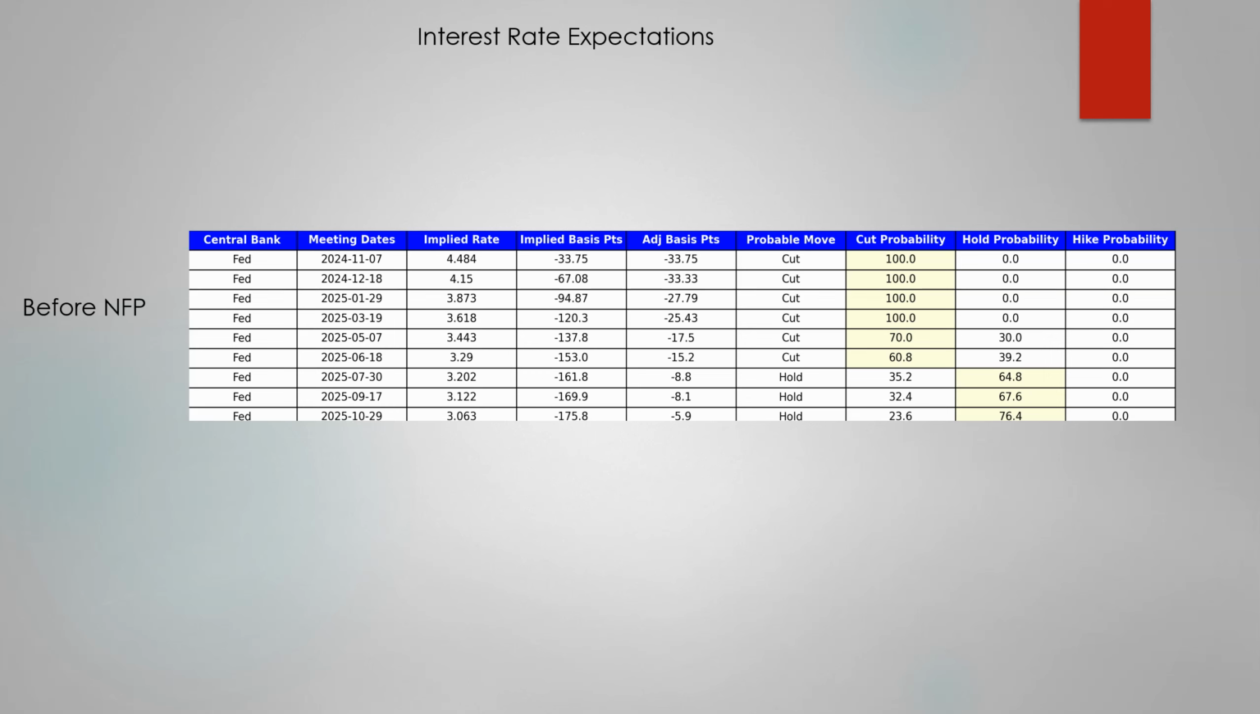So take a look at this table here. This was the interest rate expectations before the NFP. And let me talk more on this.